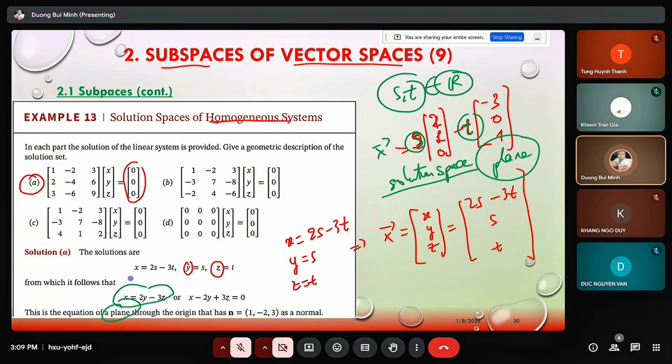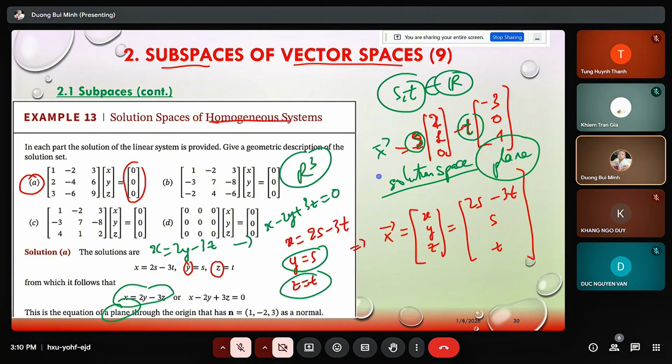So we have y as s and z as t. So that means you get x equal to 2y minus 3z. Or we can say x minus 2y plus 3z is 0. Okay. So this one is R3. The solution space is R3.